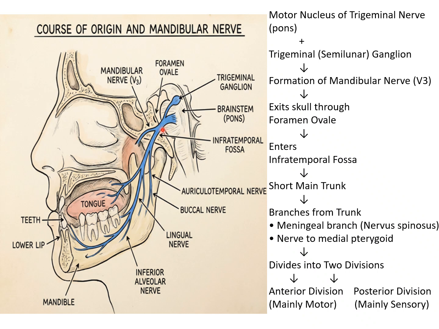The newly formed mandibular nerve then exits the skull through the foramen ovale and enters the infratemporal fossa, which is an important anatomical space below the base of the skull. At this point, the mandibular nerve forms a short trunk that gives branches, that is the meningeal branch, and the nerve to medial pterygoid. After these branches, the mandibular nerve gives two divisions: one anterior division which is mainly motor, and the second one is the posterior division which is mainly sensory.